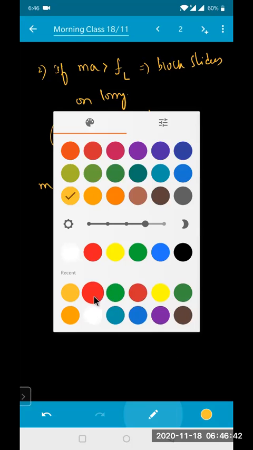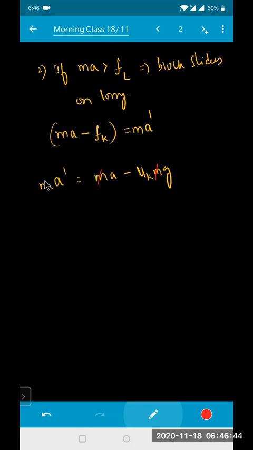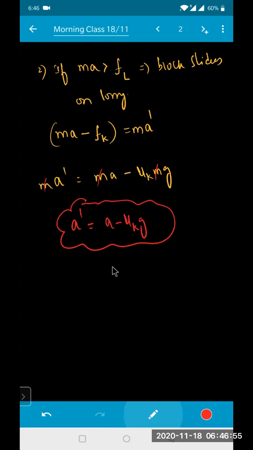Is there anything which is getting cancelled, beta? This M and M get cancelled. So A dash is equal to A minus mu K into g. So this will be the acceleration. Is that clear? So this one is what? Acceleration of the block with respect to the lorry. This is your acceleration of the block with respect to the lorry.